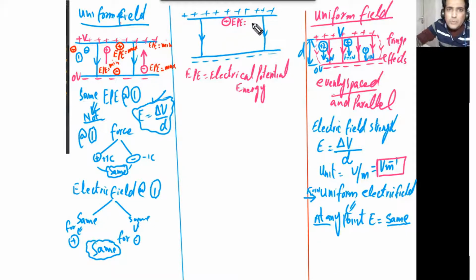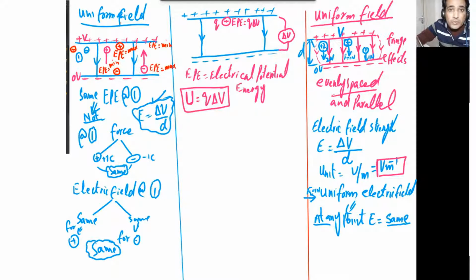Sometimes we use the symbol capital U for this electrical potential energy. So we calculate it as Q times delta V. So U is equal to Q times delta V. Delta V means the potential difference between the two plates, if the charge is just placed next to this one. So we can calculate this by Q times delta V, and Q is the charge we placed inside this electric field. This is how we can calculate it.